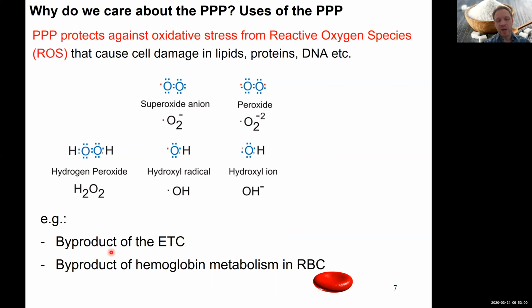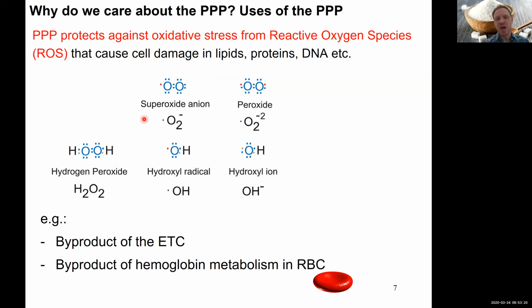It also is a byproduct of hemoglobin metabolism in RBC, so the molecule that actually binds oxygen in your red blood cells. There are a number of these ROS species. Some of those might sound more familiar than others. For the most part, these are reactive parts of the oxygen molecule.